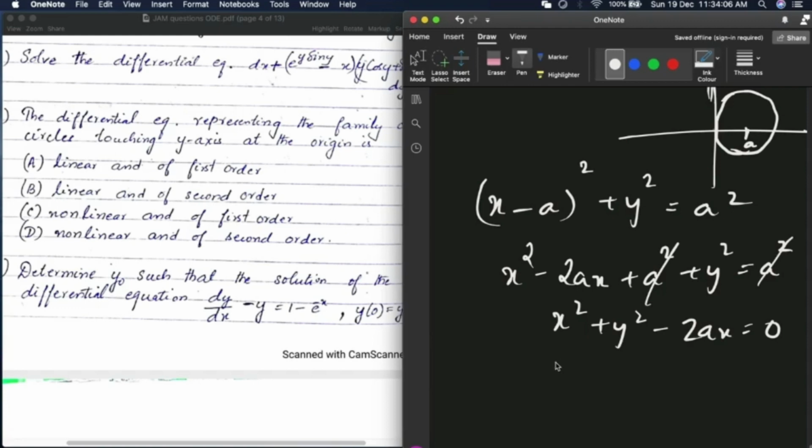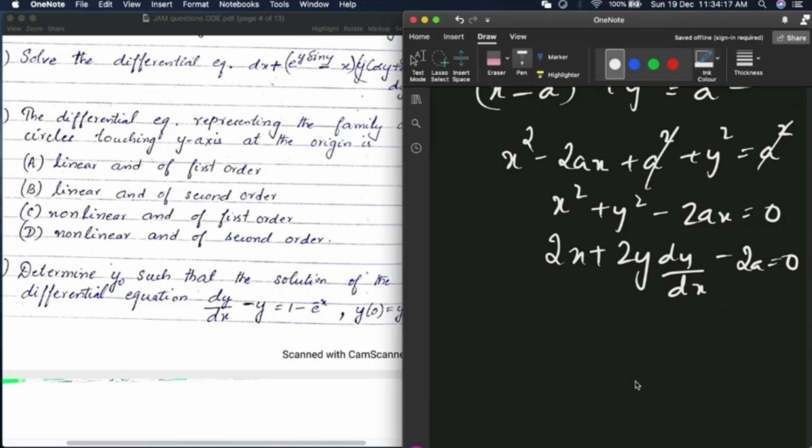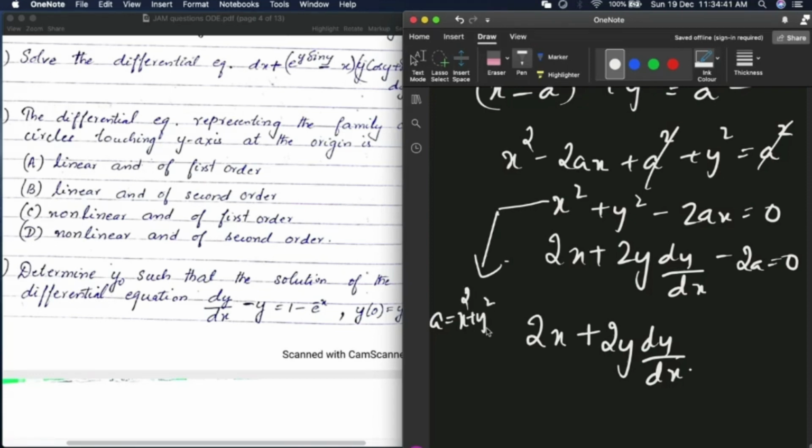So differentiate. 2x plus 2y into dy by dx minus 2a is equal to 0. So 2x plus 2y into dy by dx. You have to eliminate a, right? So what is a? From here you can get a. a is x square plus y square by 2x.